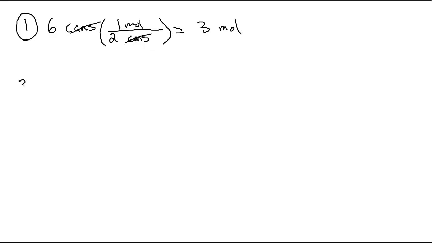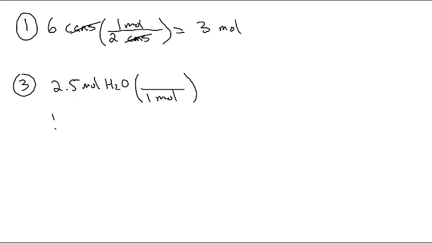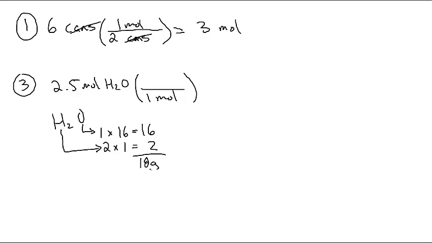So I'm going to jump ahead to number 3. And if we have 2.5 moles of H2O, well, I know from the periodic table, to find the molar mass of H2O, I have 1 oxygen atom, so 1 times 16 is 16 grams. I have 2 hydrogen atoms, 2 times, and each one of those is 1. So 1 mole of water is 18 grams. So I'll put moles on the bottom, grams on top. But now that's not what it asked me.